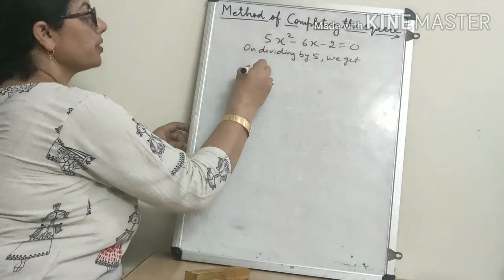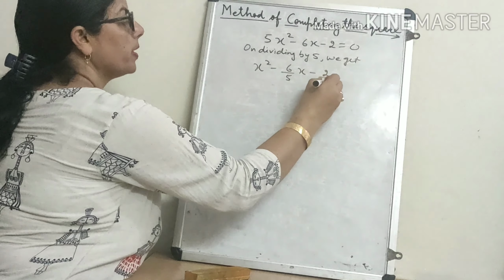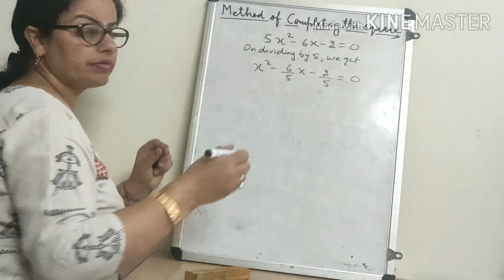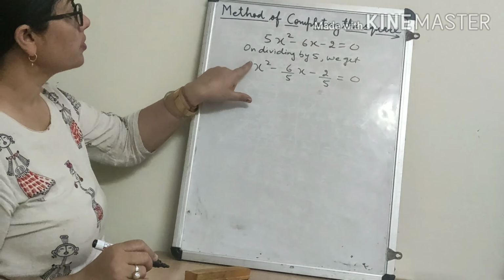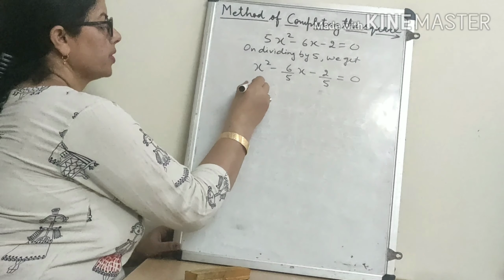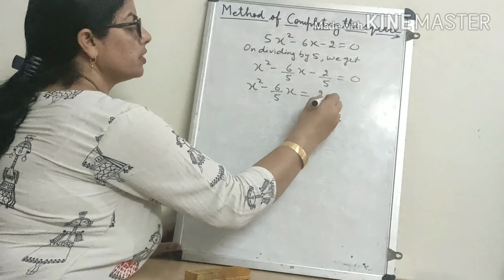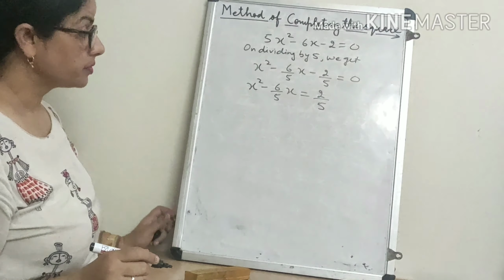What we will get here? x square minus 6 by 5 x minus 2 by 5 is equal to 0 by 5, that is 0. Now see, it is 1. After this, the constant term that side, x square minus 6 by 5 x is equal to 2 by 5.